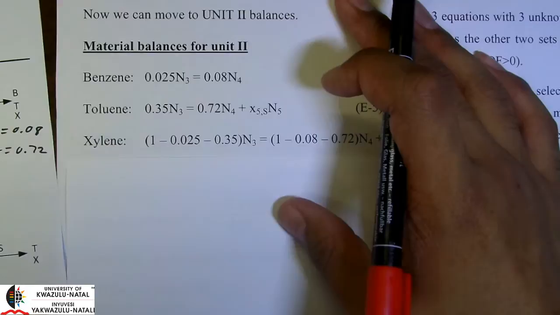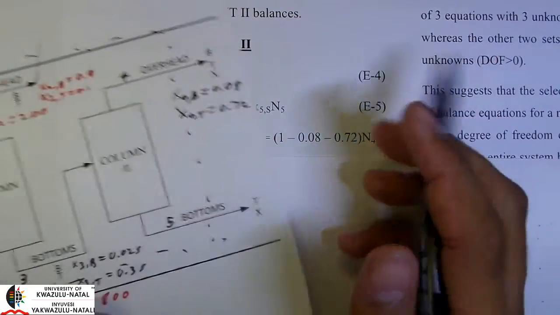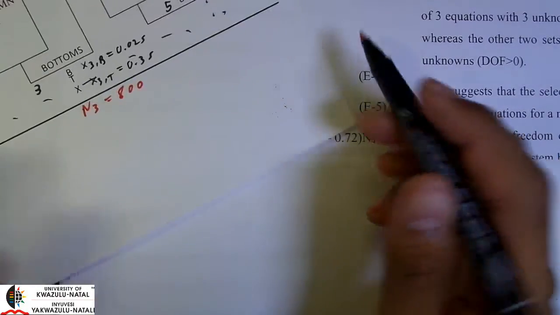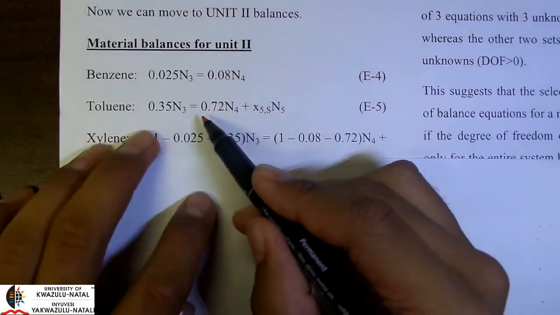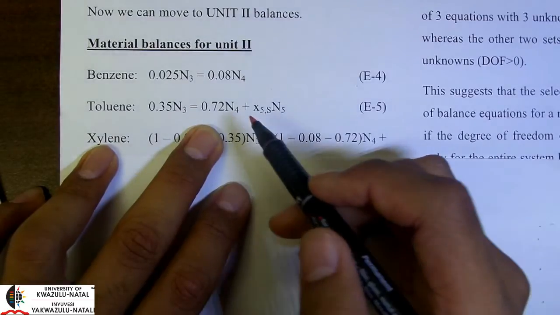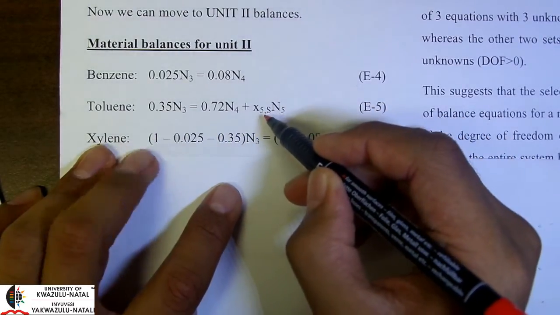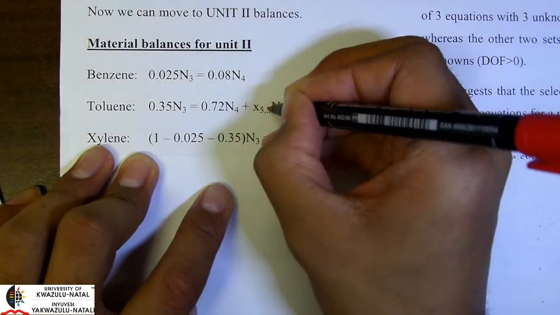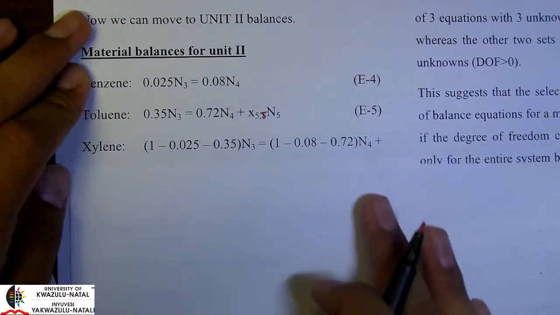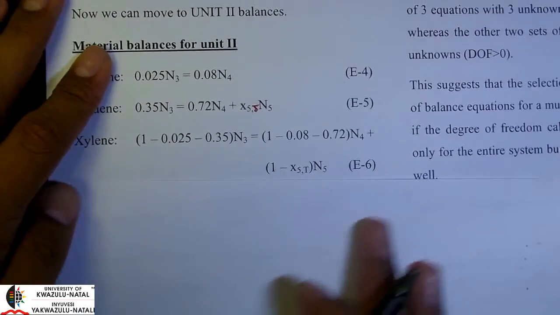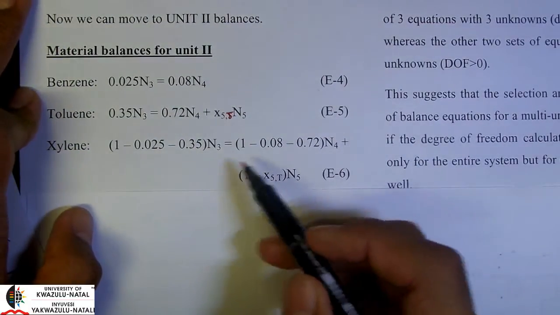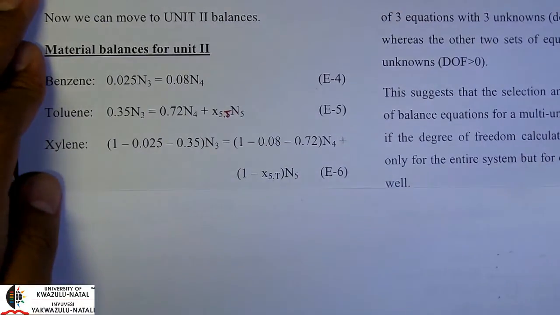And we can write similar balances for toluene and xylene, which are in all 3 streams. So we know what the input is. We simply express the output. Okay, so 0.35 N3 is equal to 0.72 N4 plus X5 of the toluene times N5. And we can express the compositions for xylene in terms of the compositions for benzene and toluene. And we can write out the following balance.